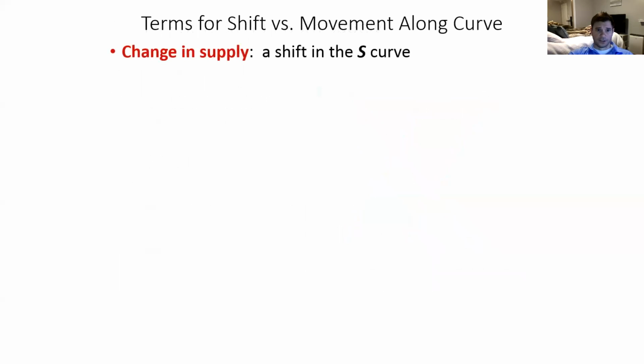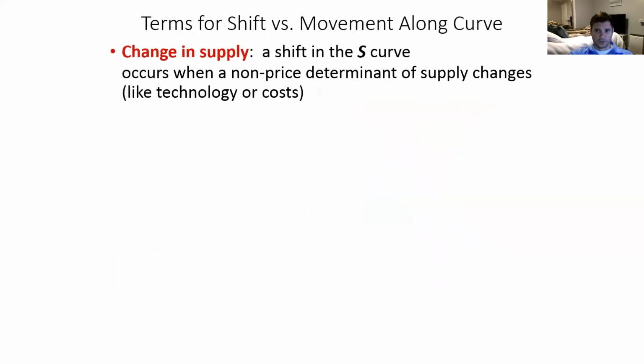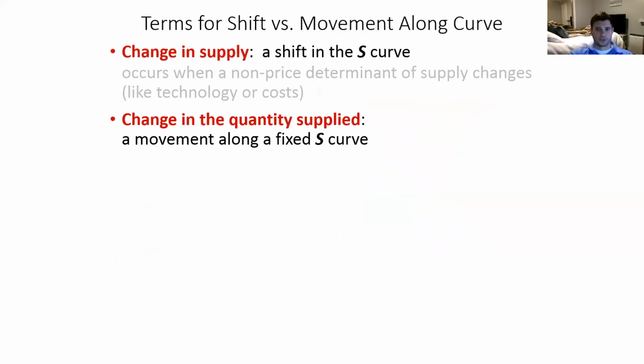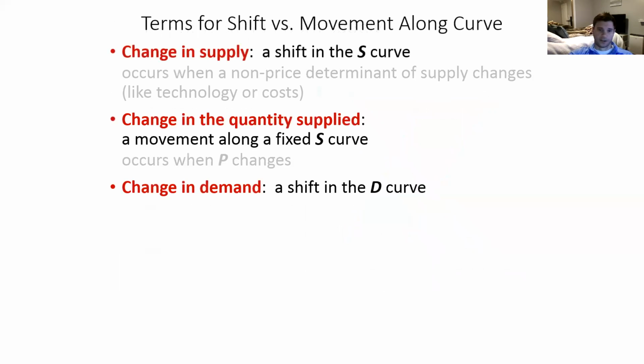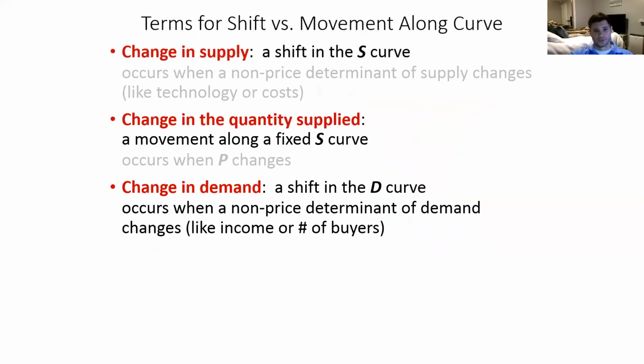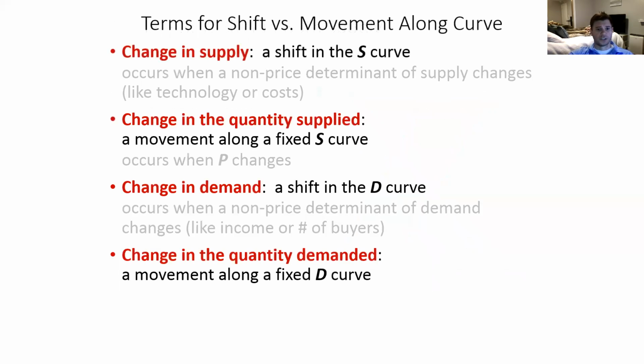Okay, so again, change in supply, we're talking about shifting the curve itself. Change in the quantity supplied, we're talking about moving along the curve. We only move along the curve when we change the price of the good itself. And same thing applies to the buyer side of the economy. Okay, change in demand, we changed some non-price determinant of demand, we actually shifted the curve. Change in the quantity demanded, we just moved along a fixed demand curve.